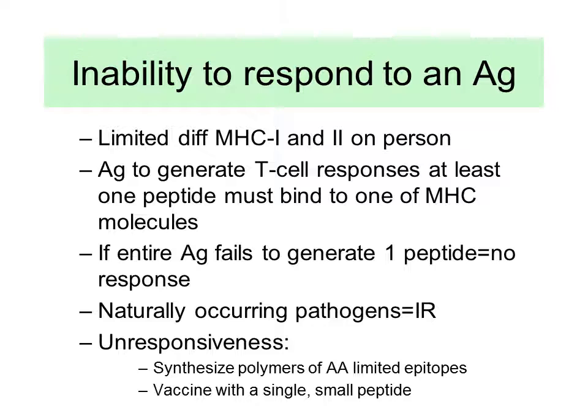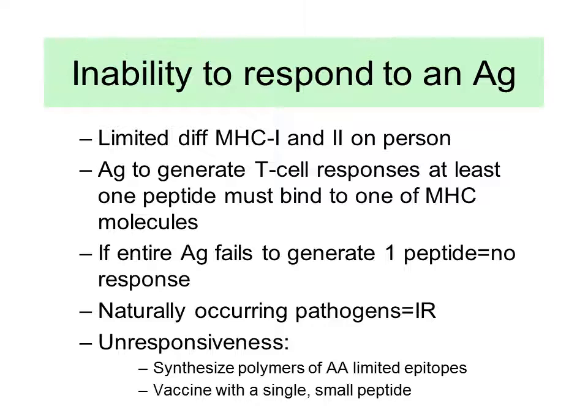But let's talk about that you are unable to respond because you have limited MSC class 1 and 2 per person. So your machinery of making class 1 and 2 is limited. And then the idea is that your cell should generate at least one peptide. Remember, that's kind of a minimum that you have to generate within the cell to present to the T cell. If they are not even presenting one, you make a vaccine and it doesn't work. Why? Because your cells have not even picked up one component of that virus and presented it to the T cell, even one. So that's ineffective, right?